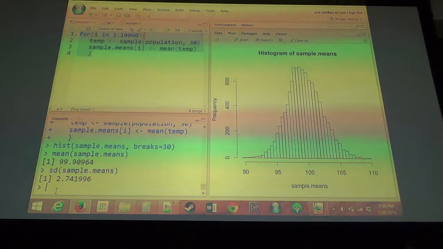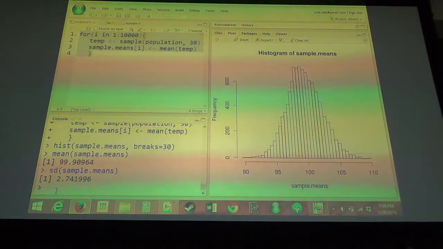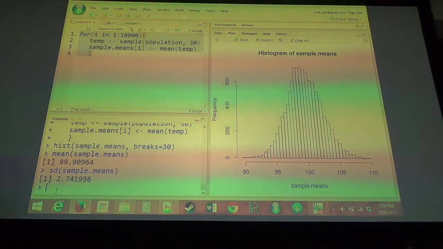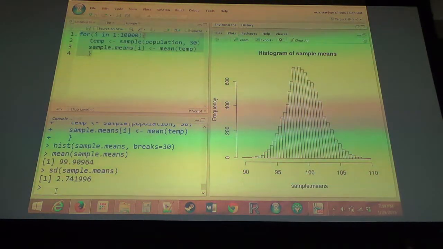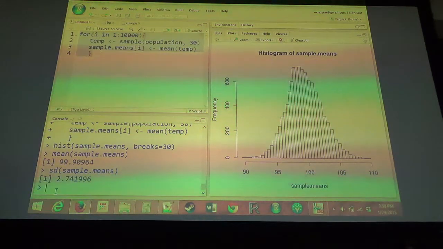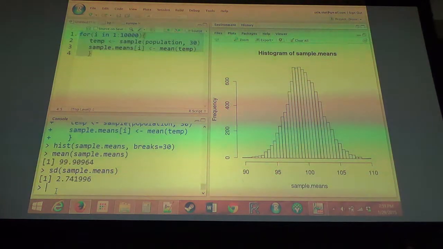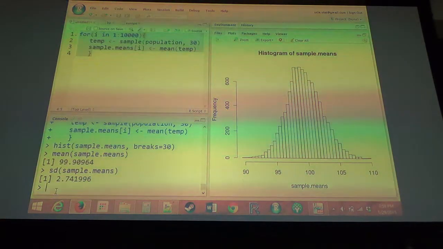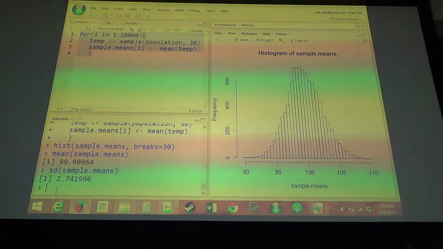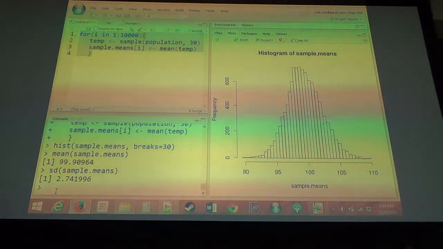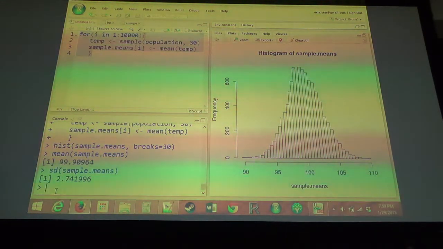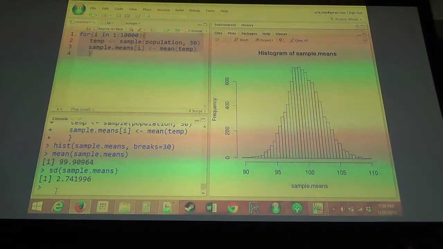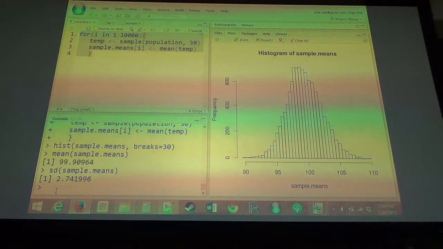And that makes sense, right? When we're selecting one individual at a time, we could get someone with a very high IQ. We could also get someone with a very low IQ. And we would just say, well, that happens because of random chance. But if I'm selecting a group of 10 people, it's very unlikely for all 10 people to have very high IQs and thus give me an average with a very high mean.